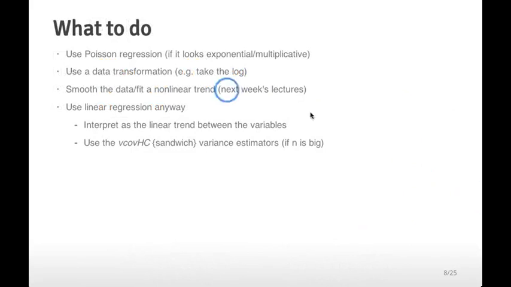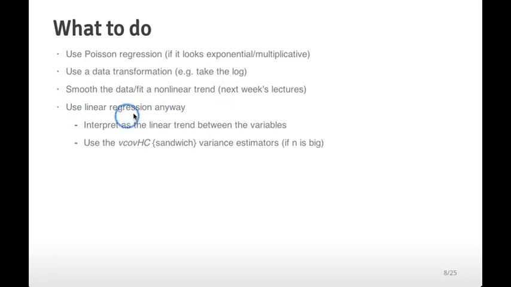So some things that you can do, if you have a sort of a curvilinear trend like the one we saw just there, you could think about using something like Poisson regression if you think it's sort of a multiplicative model. You could use a data transformation like taking the log or some other transformation like the square root. You could smooth the data or fit a nonlinear trend. We're going to talk more about that in next week's prediction lectures.